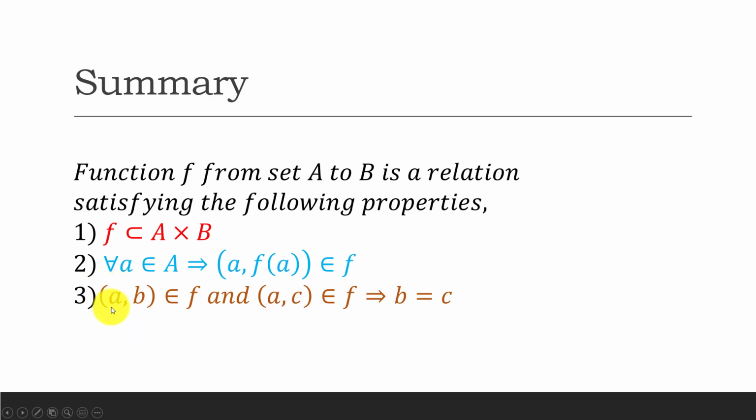Now the third point is very interesting and important. Let's say a comma b belongs to f, and a comma c belongs to f. Then b must be equal to c, because as we have seen, if we enter a specific value into this function, we must get a single, unique value. That means each and every pre-image must have one and only one image. It cannot have two different images. As both of these pre-images are a, b and c must be equal. Otherwise we cannot say it is a function.